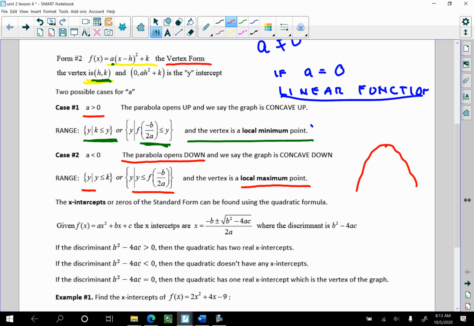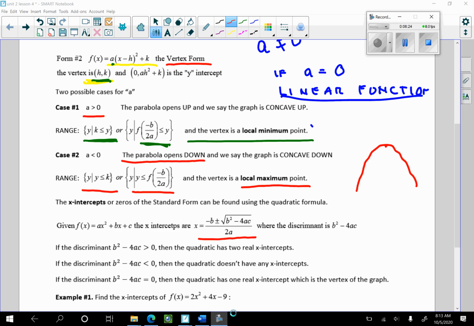Standard form, vertex form, and range. The x-intercepts, or zeros, of the standard form can be found by using the quadratic formula, which we discussed in Algebra 2. The other thing I will point out about this lesson, so this is the quadratic formula, which you did indeed discuss in Algebra 2.